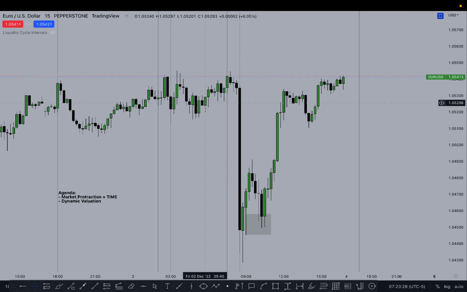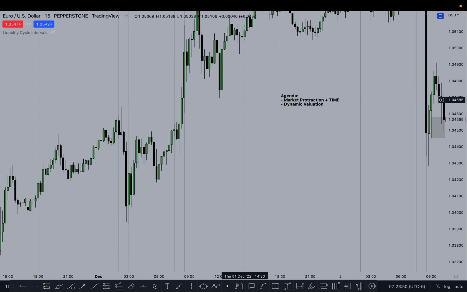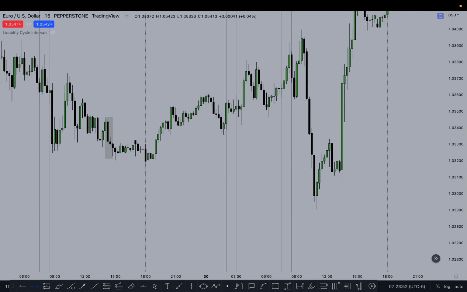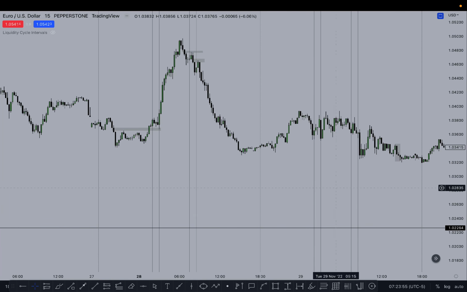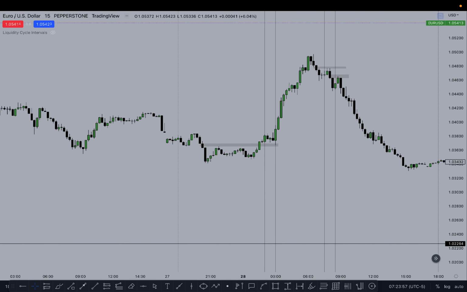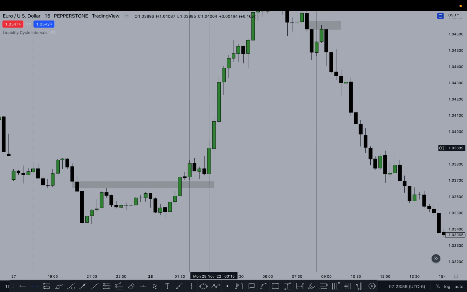Now, dynamic valuation. We looked at market protraction. Now, if you're going to add some context to it, as to what is discount and what is premium, we are going to use the opening price of each session. I'm going to keep these lines. You all know, based on past videos, what the opening price for London is. Yeah, opening price for London is 2 o'clock.